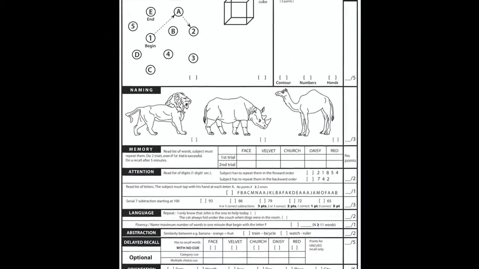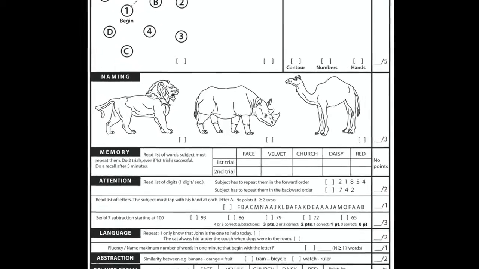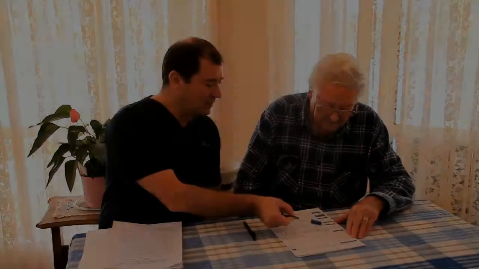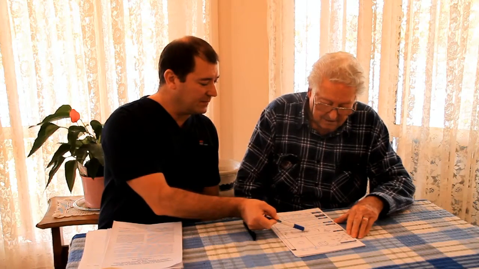The second section looks at naming. Here, there are three pictures depicted. Bill, can you tell me what this animal is? Lion. And can you tell me what this animal is? Rhinoceros. And can you tell me what this animal is?